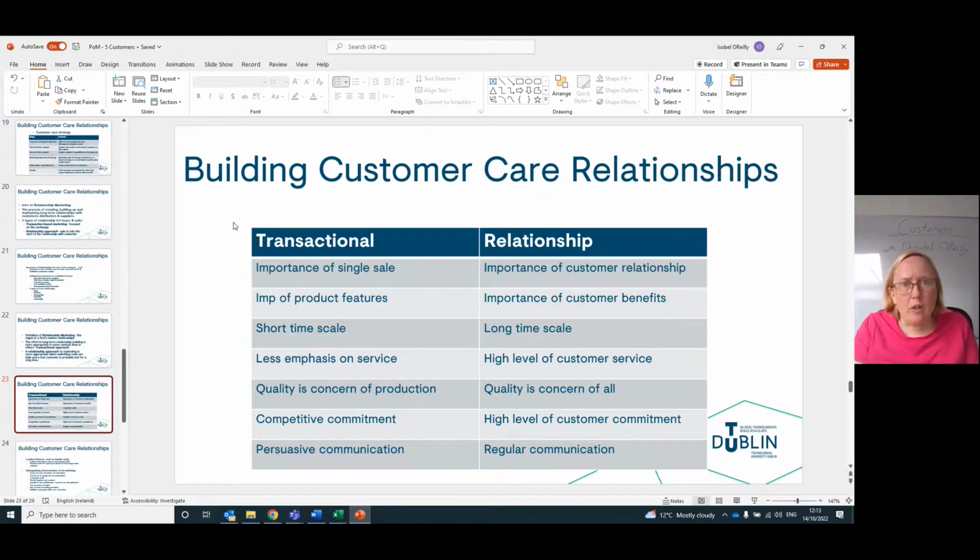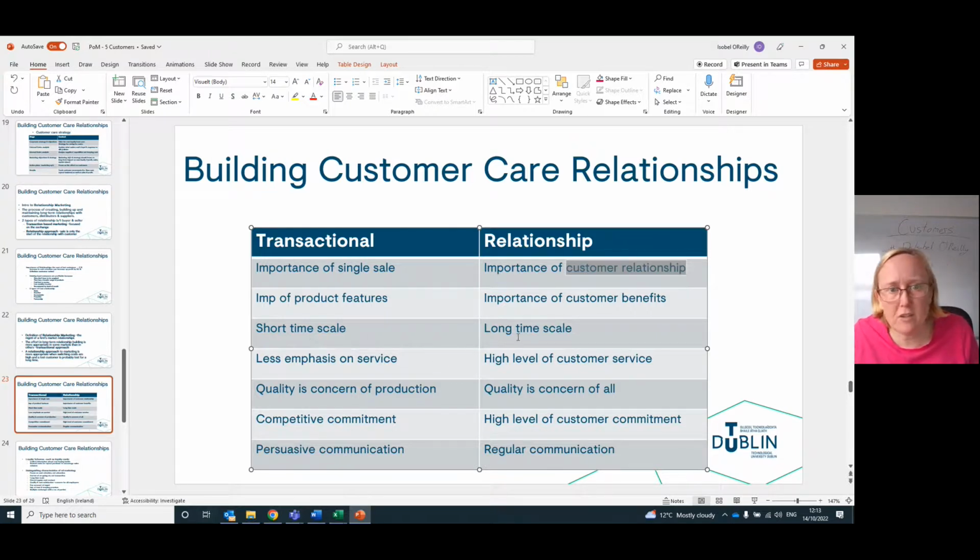So we've got, again, one of these tables. On the left, we go through different aspects of the relationship. On the left is transactional. On the right is the relationship attitude. So in transactional attitude towards customer care, the importance is on that single sale, whereas on the relationship side, it's the customer relationship. So it's all about starting this partnership, hopefully. The importance is on product features on the transactional side, whereas it's customer benefits on the other, short time scales versus long time scales, less emphasis on service. Relationship will be a high degree of service. Quality is only a concern in the production department. On the relationship side, quality is a concern for all.